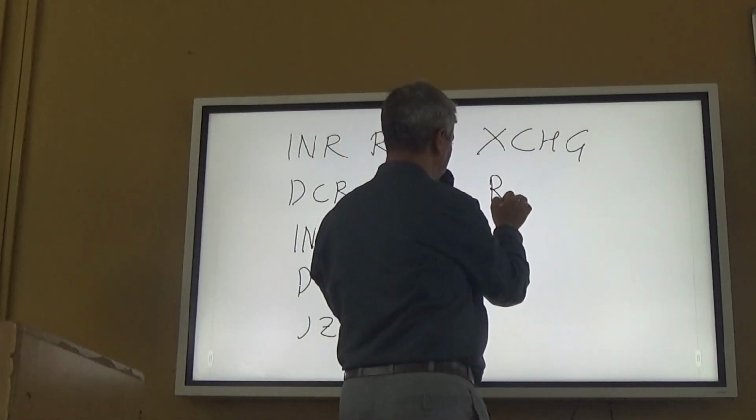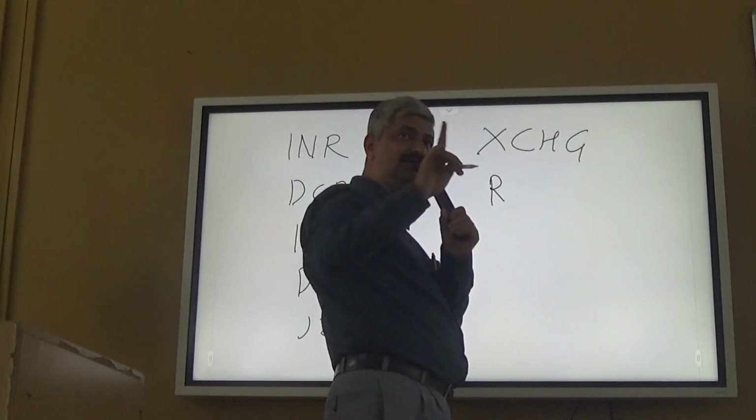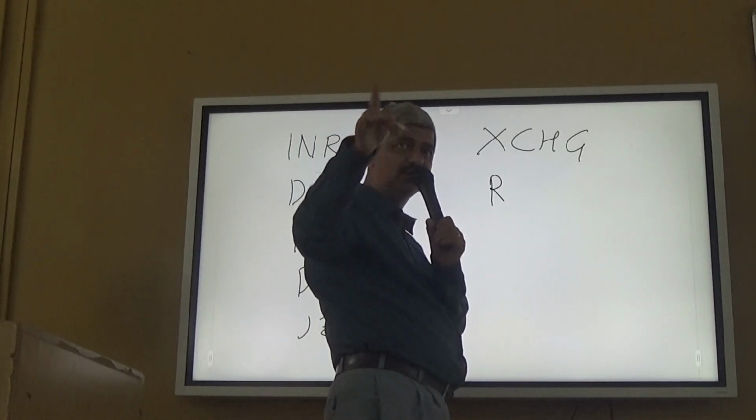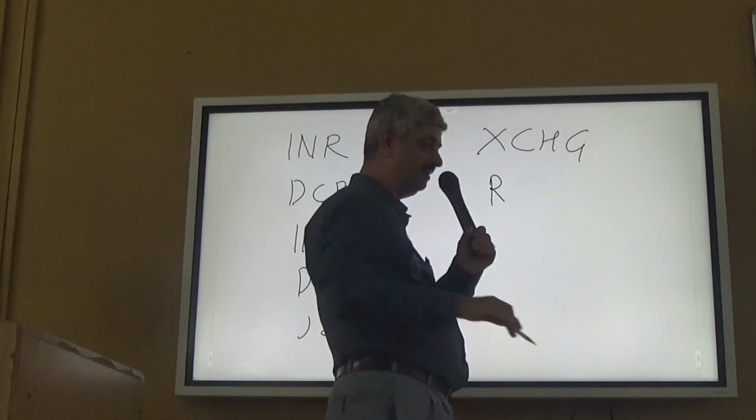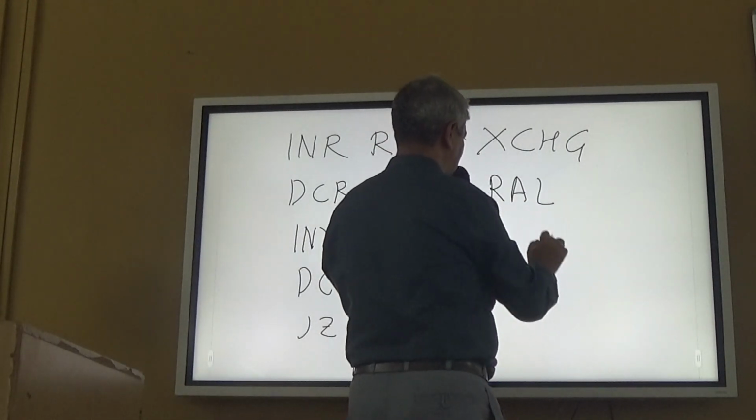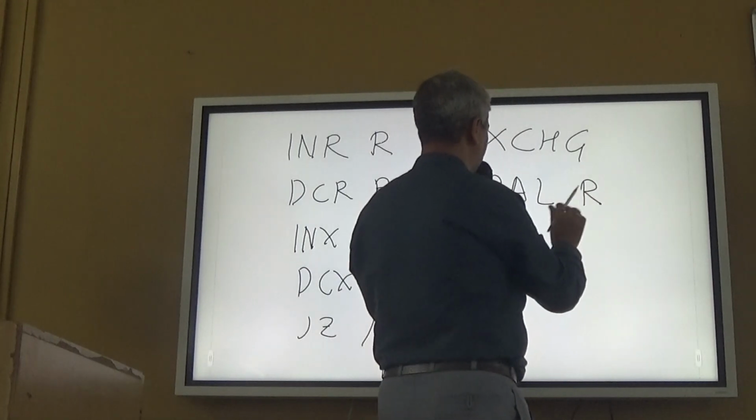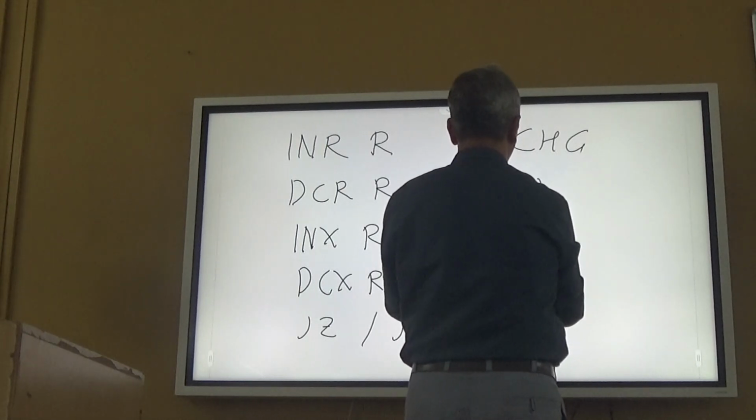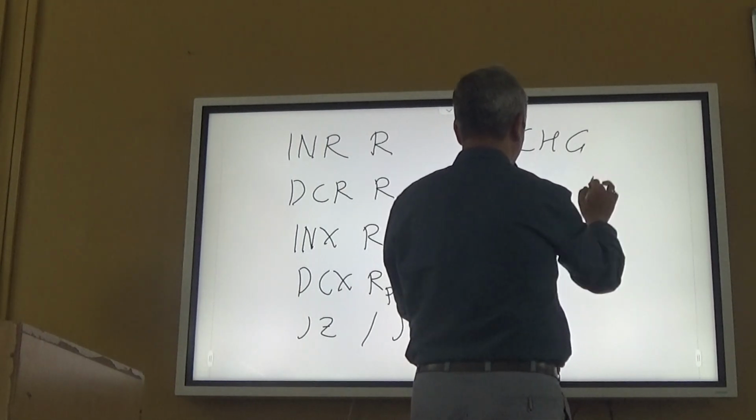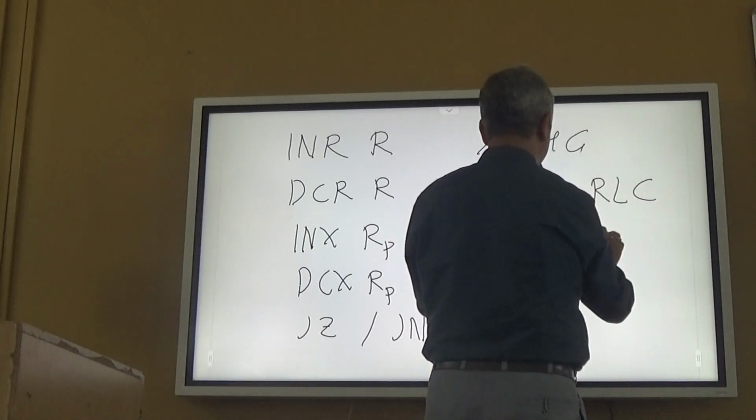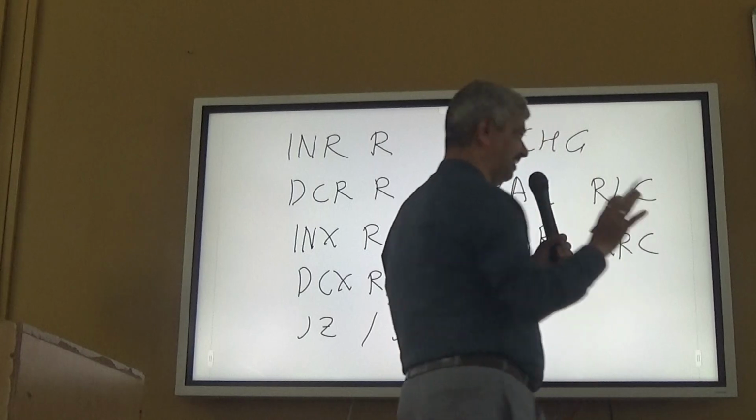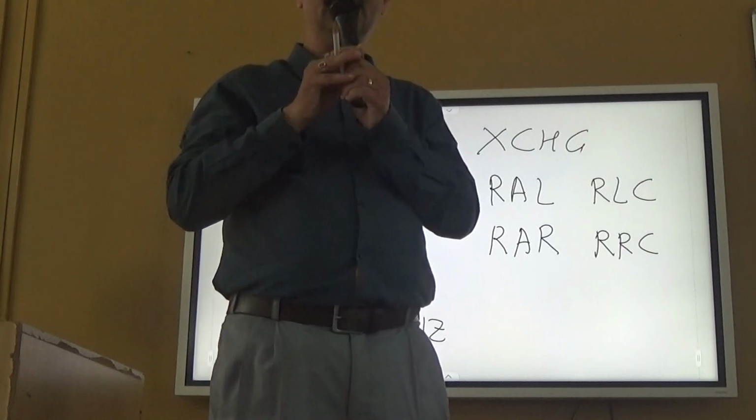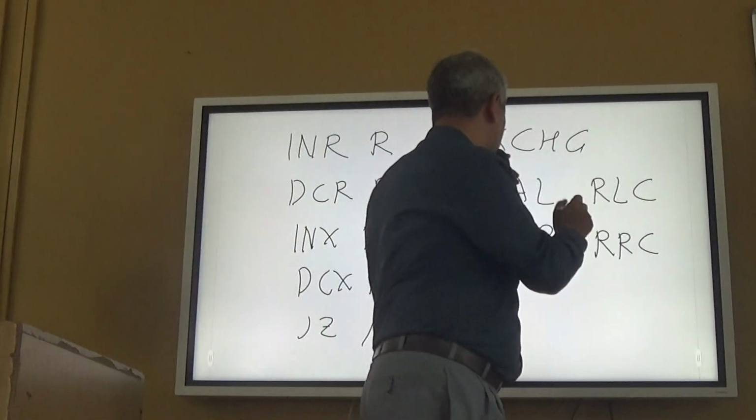Rotate accumulator, either right or left. And there are two types again: RAL and RAR, and there is one more, RLC and RRC. Now I think it felt difficult, so I was about to stop, but there is no need to stop just because it feels difficult. These are two instructions.